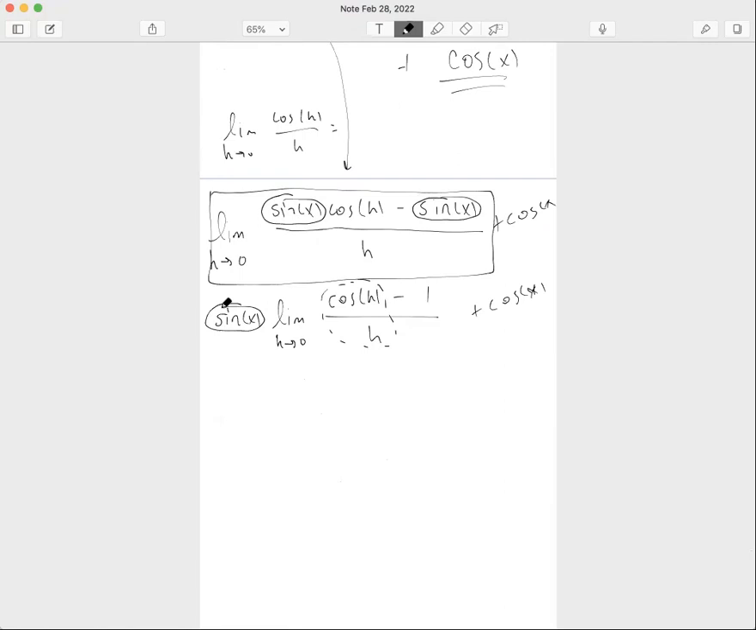So are we okay getting to this point? Notice I can only factor out the sine because the limit is as h goes to 0 and there's no h here. So it's okay to factor that out. How do I solve that limit? Let's only look at this limit now.